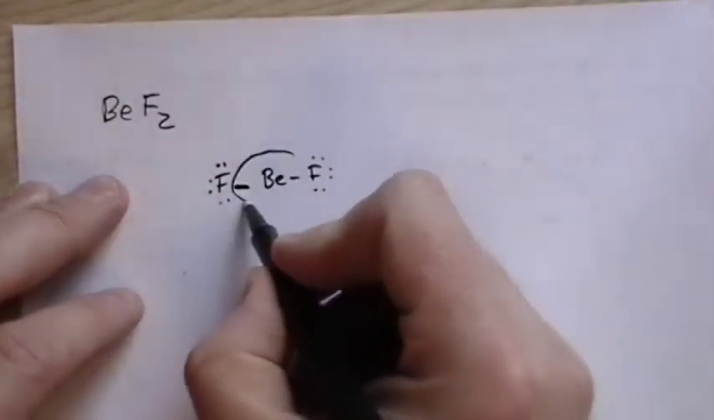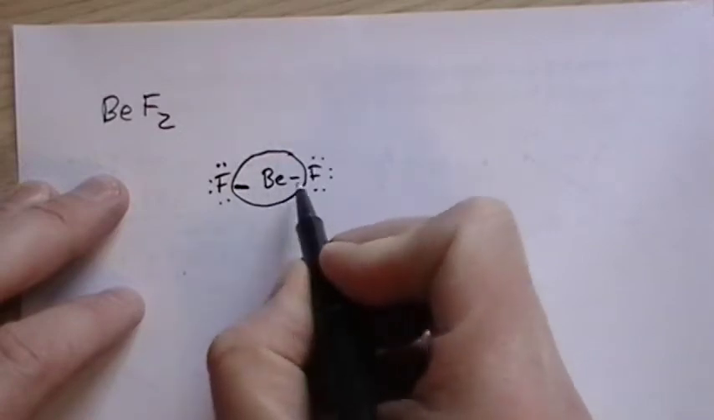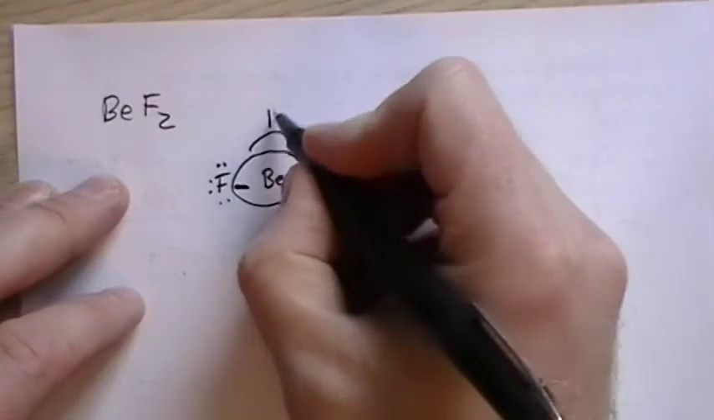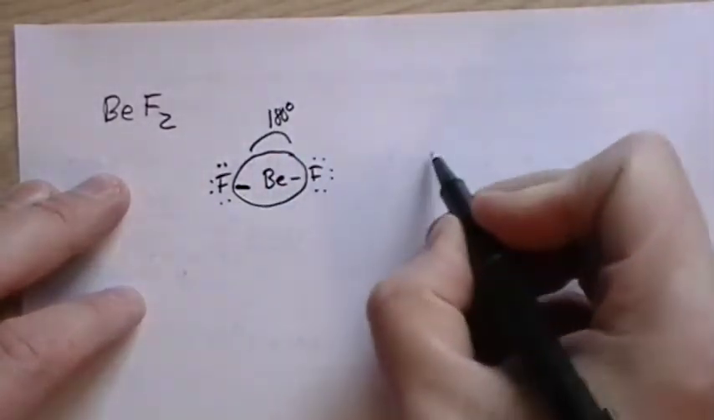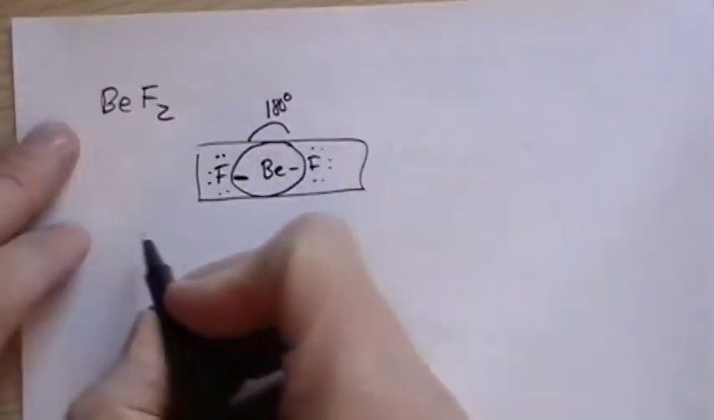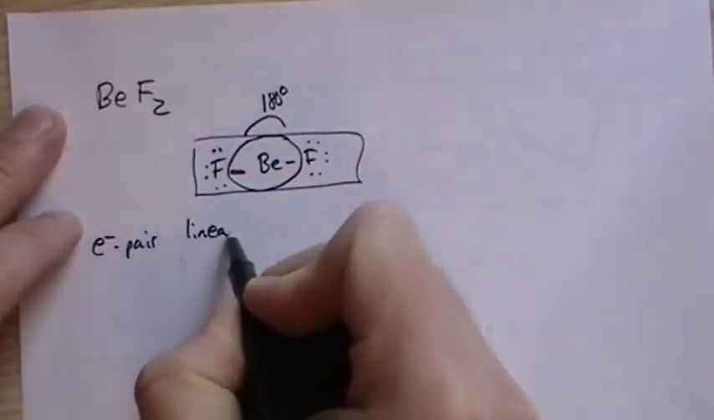So we look at the central atom. It has two pairs of electrons around it. They're going to be as far apart from each other as possible, so this is going to be 180 degrees. And that means that these atoms are in a straight line. So the electron pair arrangement is going to be linear.